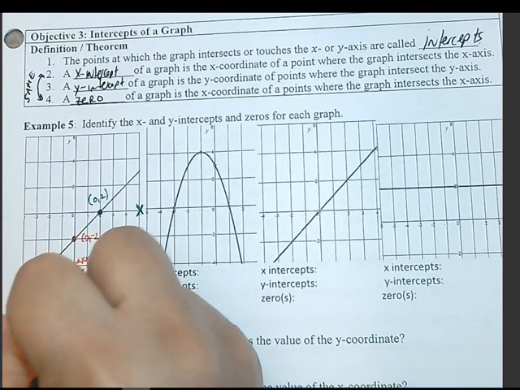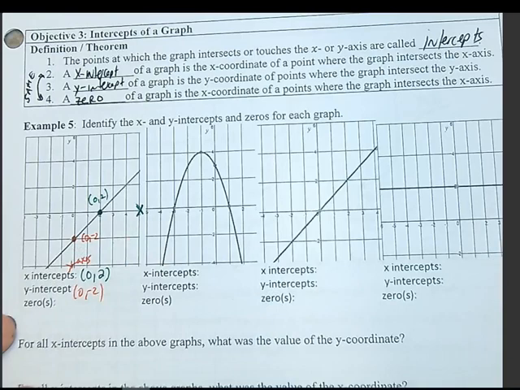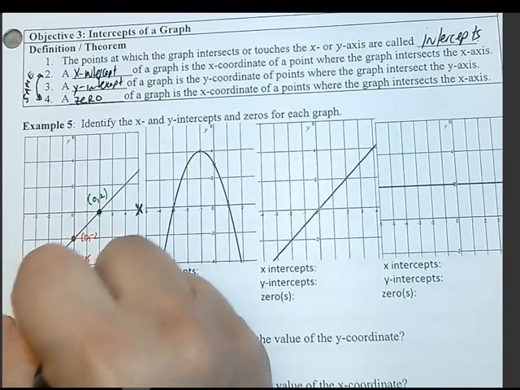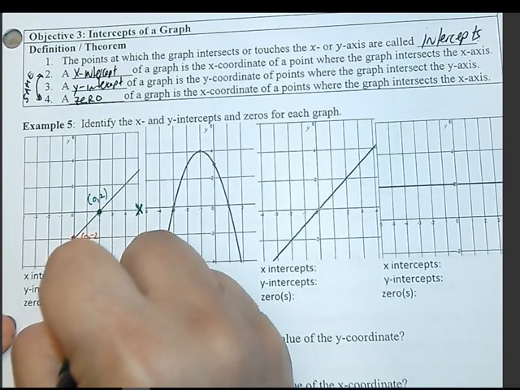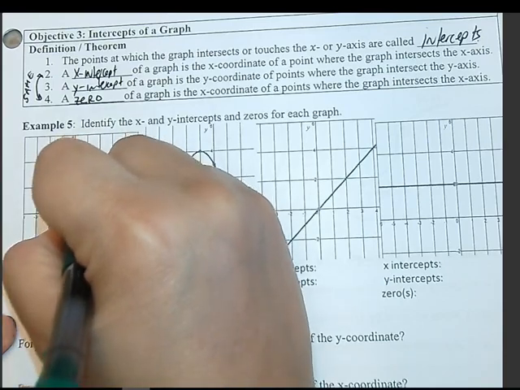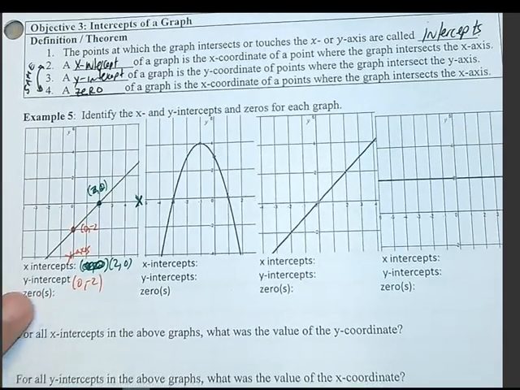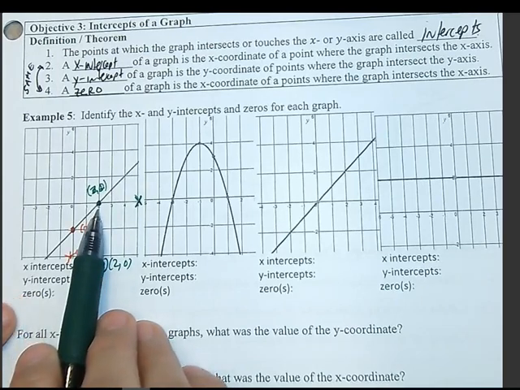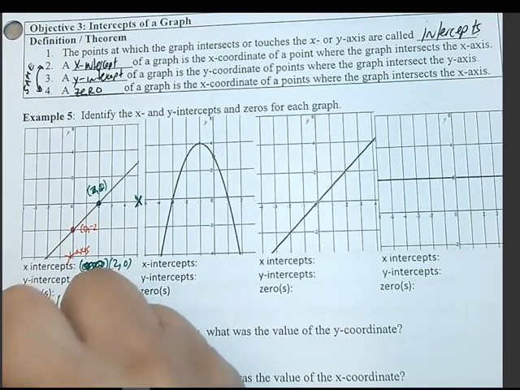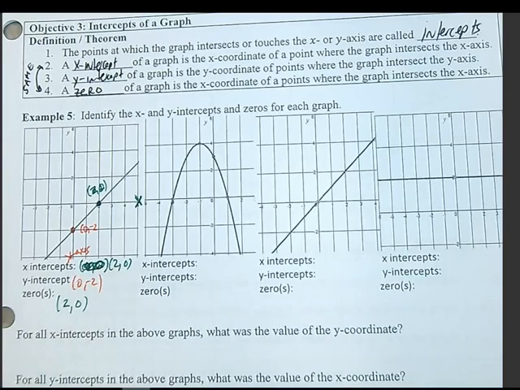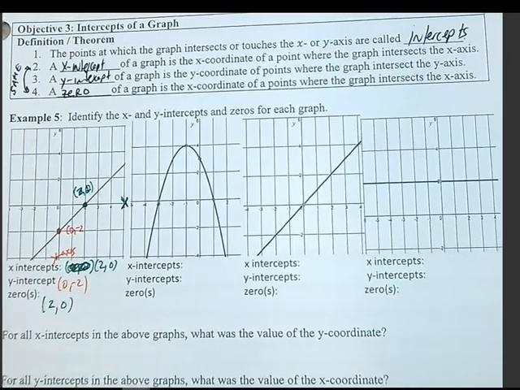Okay, so this is 0, -2. And I wrote this incorrectly. This should be 2 and 0. Okay, and then the 0 is also this x-intercept. So that's going to be the same as your x-intercept, which is at 2 and 0. And so we go to the next one.